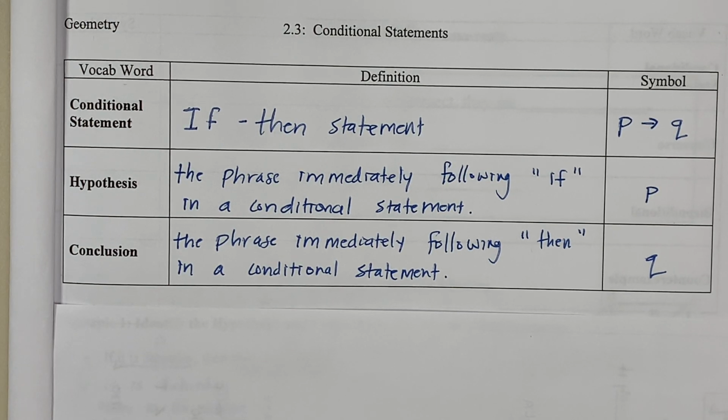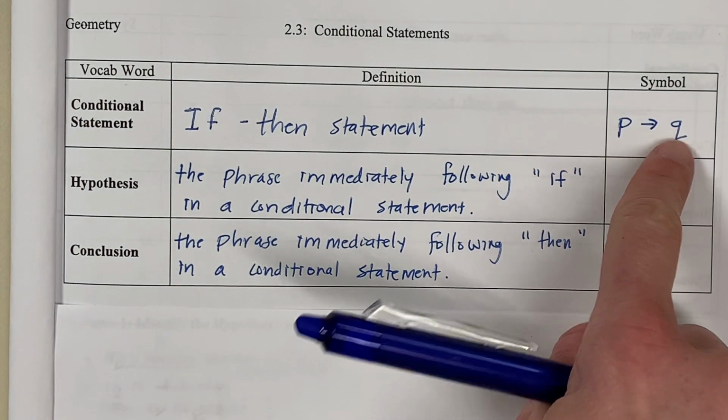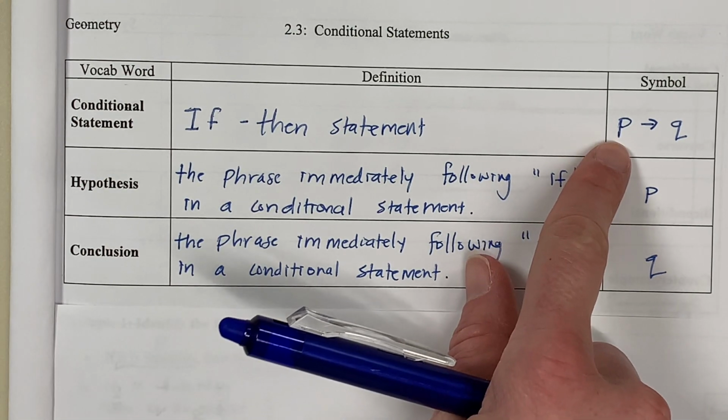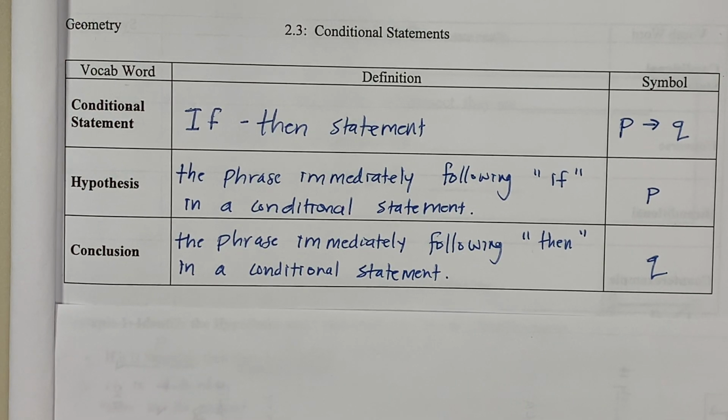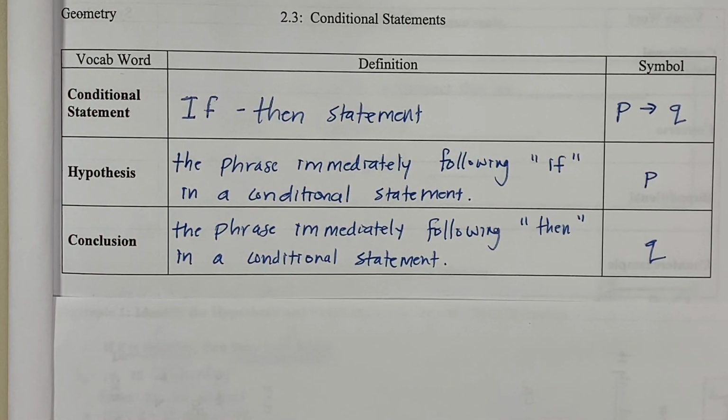Now, a conditional statement is an if-then statement. For example, if it is cloudy, then it is raining. That's an example of a conditional statement. It begins with if and has the word then in it as well. A conditional statement can be math related or non-math related. The symbols we use for a conditional statement are P, arrow, Q, and I read this as if P, then Q. The hypothesis is the phrase immediately following if in a conditional statement, and the hypothesis is denoted with the symbol P.